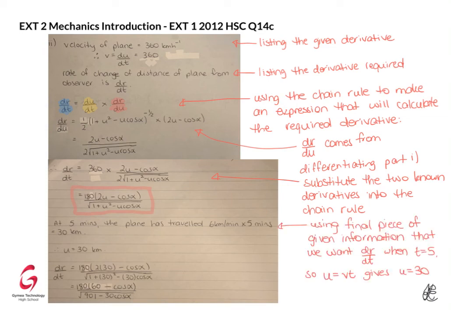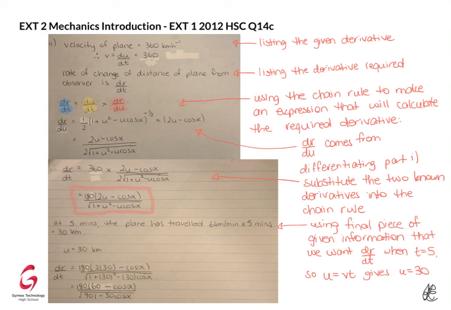So using the final piece of given information from the question, where they're asking us to calculate this rate of change when the plane has been travelling for 5 minutes, then that means that we have a time value of 5, and that allows us to find a value of u to substitute into that expression at that time value.